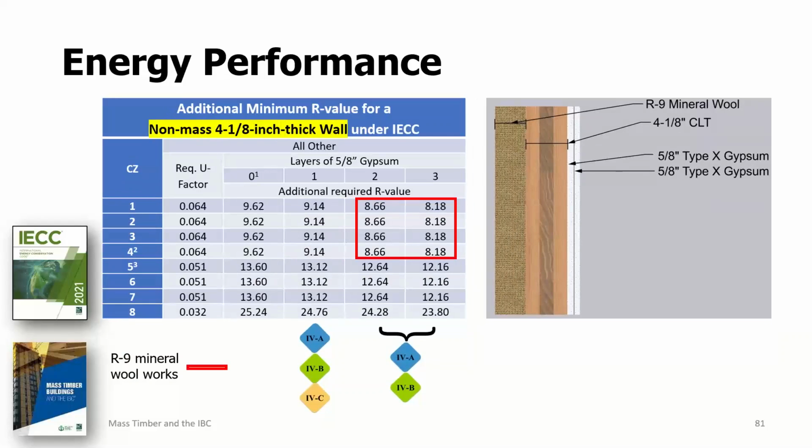Versus this, where this is saying, hey, look, I've got a 3-layer, and so I'm probably not going to be considered mass. And then you'll see the additional R value required is basically an R9 mineral wool for most places. So if you have a 3-layer, you're going to have R9 mineral wool. If you have a 5-layer, you don't need to have mineral wool. And so that's showing the trade-off options there.